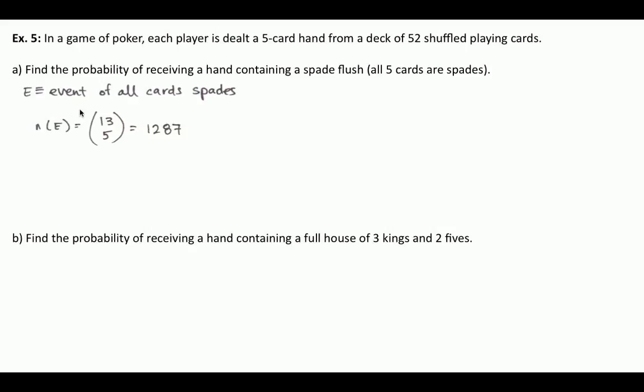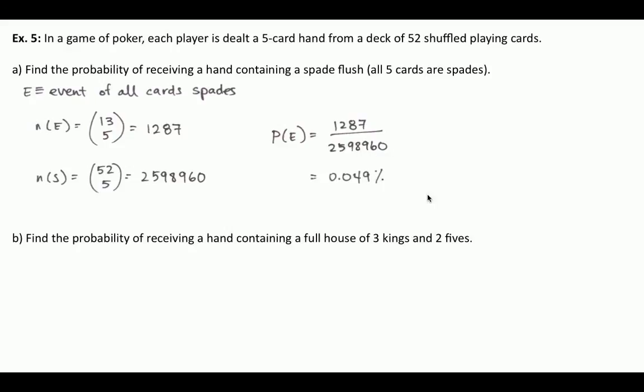Then we need to figure out the total number of five card hands that are possible, without restrictions. So we have 52 and we're going to choose 5 of them, 52 choose 5. We looked at this before. There are 2,598,960 unique poker hands. So the probability of getting an all spade flush is 1287 divided by 2,598,960. In percent form, this is 0.049%. We're talking about a tiny fraction of a percent in getting a spade flush.